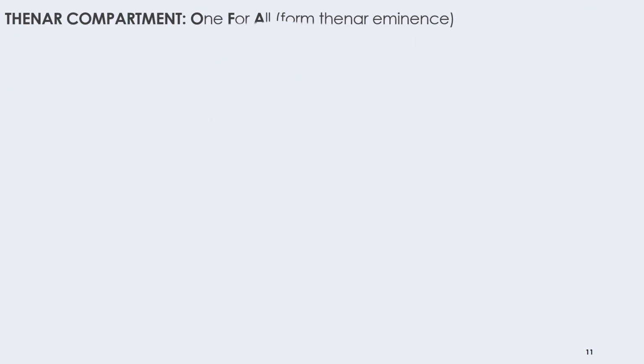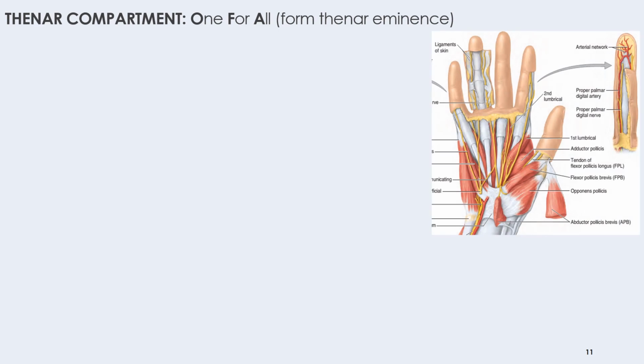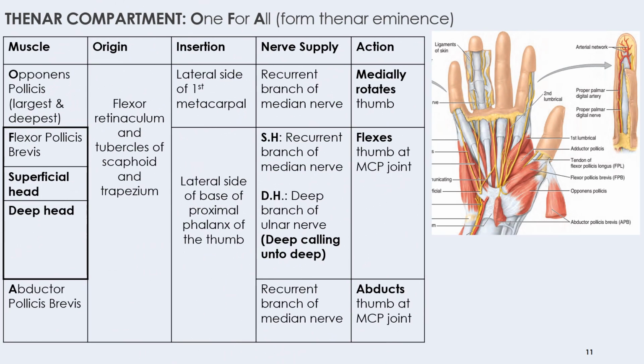Okay, so now we're going to the thenar compartment, and the mnemonic we use to remember this is 1 for all. So the muscles start with letter O, letter F, and letter A. So first we will start with our opponens pollicis muscle. It's the largest and the deepest of the thenar compartment.